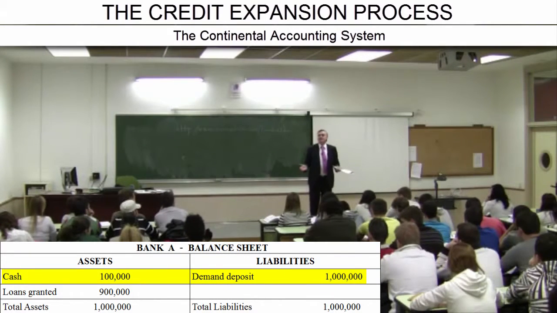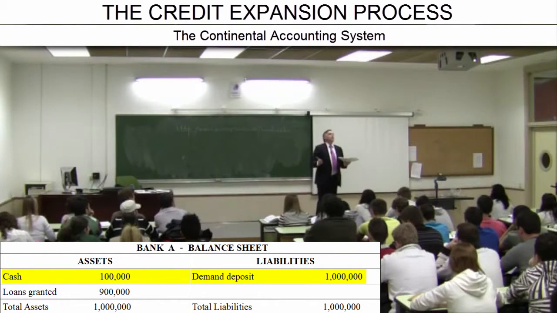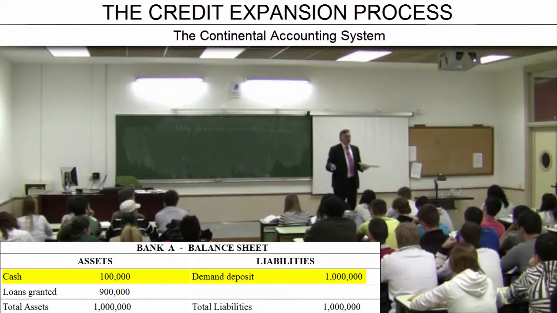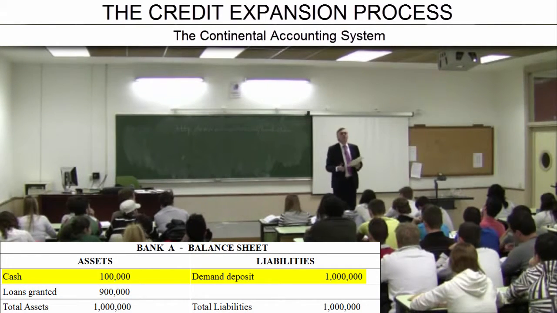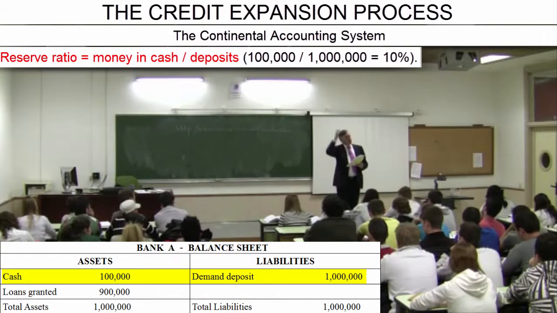Once the bank has completed this operation, it retains in its vault only 100,000 monetary units. This is referred to as the reserve ratio.